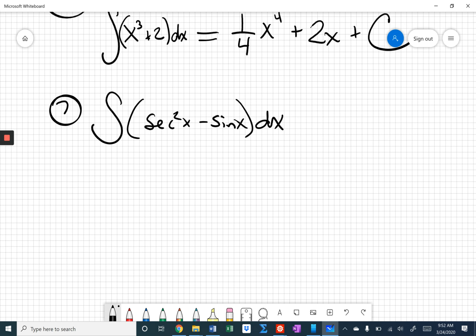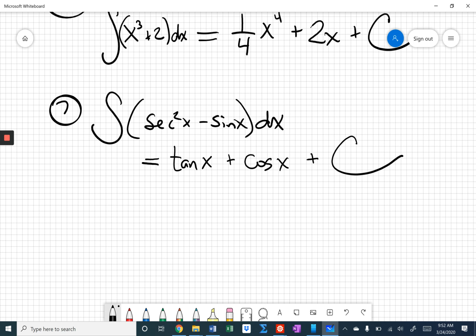All right, so we're finding the most general antiderivative of secant squared x minus sine of x. We should all know that the derivative of tangent gives us secant squared x, so this is going to be tangent of x. And the derivative of cosine gives us negative sine, so this is going to be plus cosine of x, and then plus a big C.